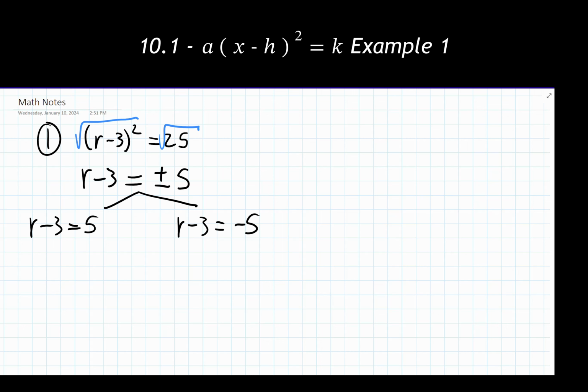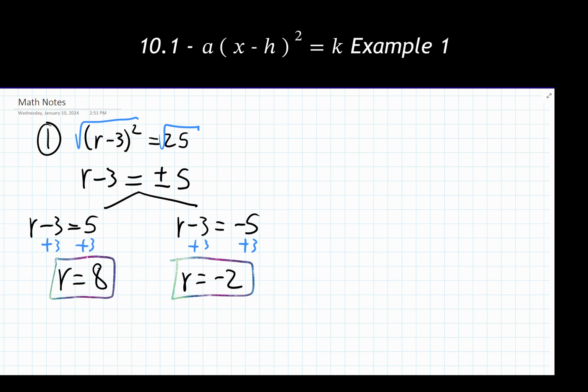And now I solve each of these individually. So it turns out that no matter which one I'm using, I'm going to be adding 3 to both sides of the equation either way. For the left one, I'm getting r is equal to a positive 8. And for the other one, I'm getting r is equal to negative 2. And here we have two answers showing up. It worked perfectly fine there.